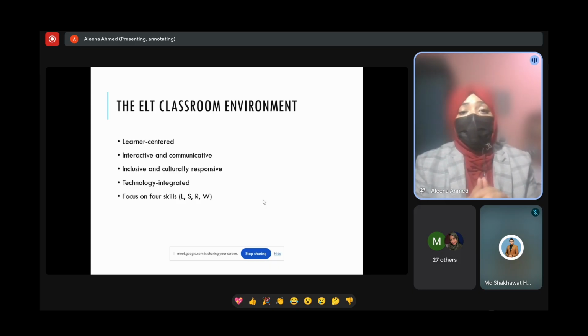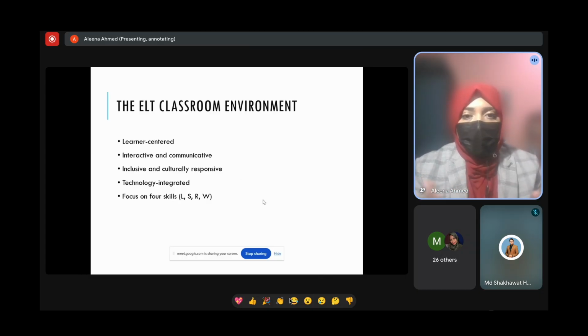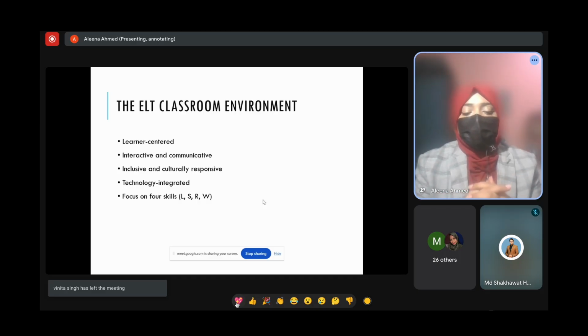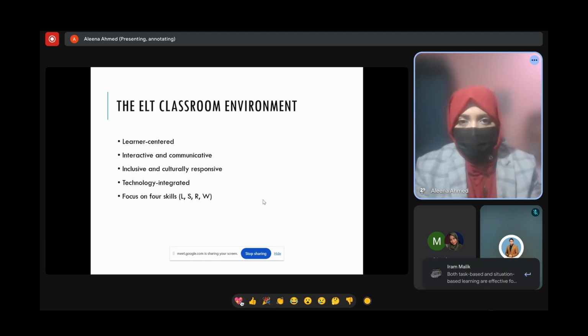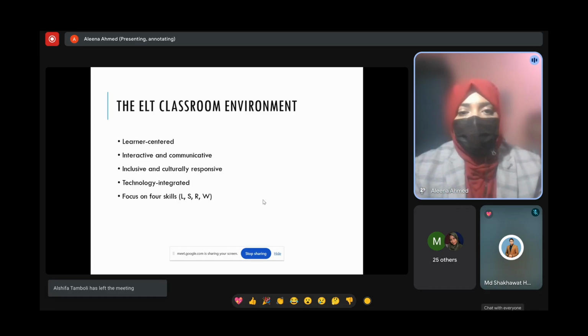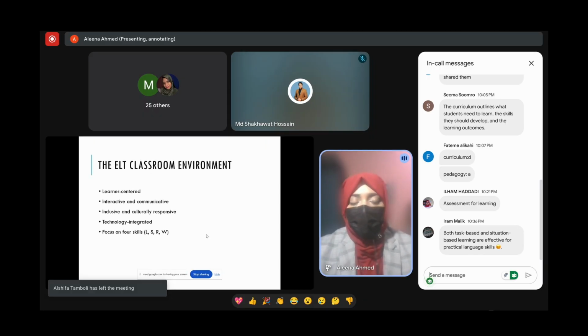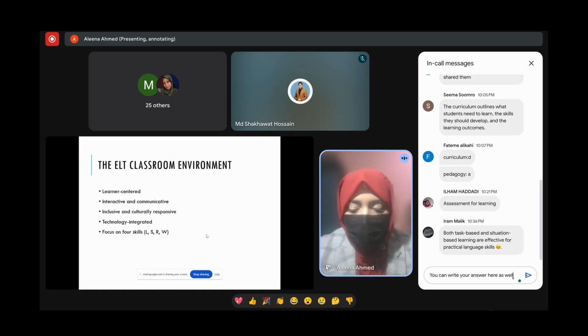Then comes what should be the ELT classroom environment. How should an English language classroom look like, right? Should it be like a teacher is talking and talking and lecturing like we do? We have the lectures in the university, and students are just taking notes. Should it be like this, or should it be very much socializing, interacting, and activity based?